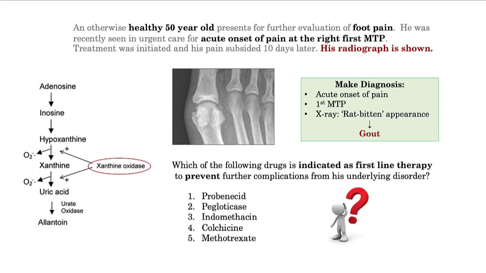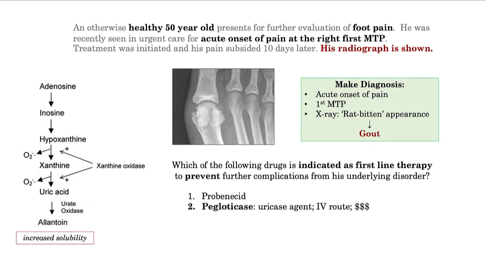So we know we need to lower his uric acid level, but what are our other options? We can strike indomethacin and colchicine from the list as they are not urate-lowering agents. Methotrexate shows up again as a distractor in case you misdiagnose the patient with RA, another erosive arthropathy. So we are left with probenecid and pegloticase.